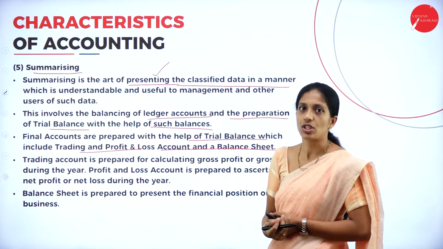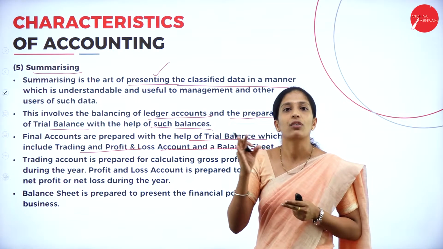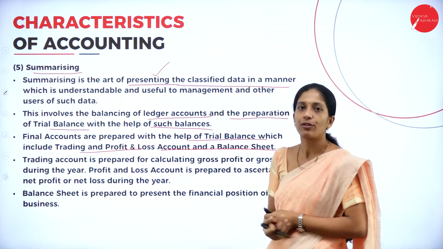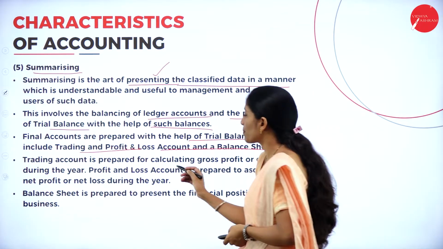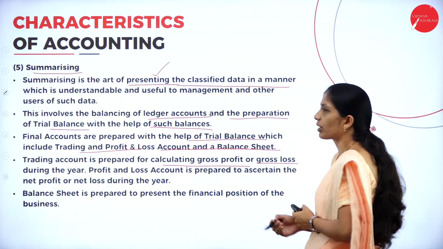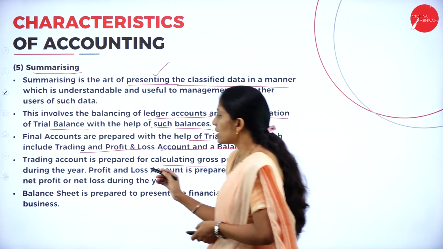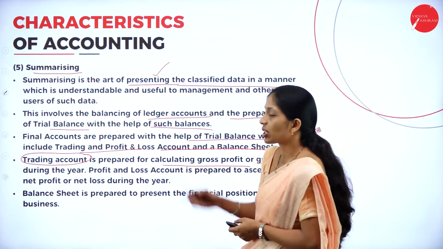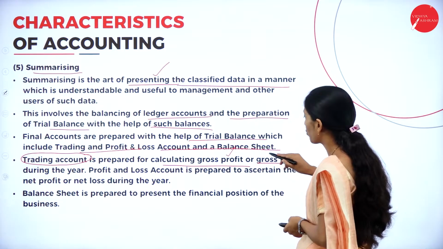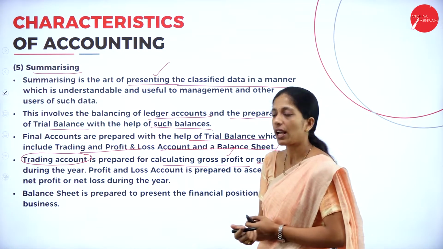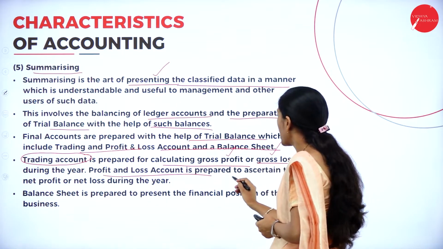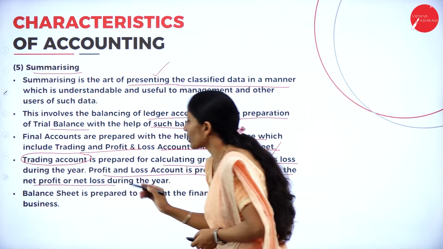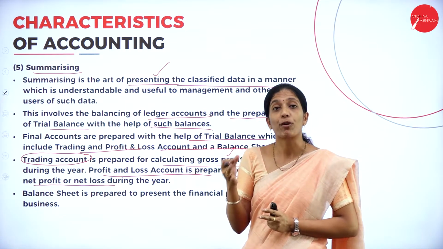The accounts are prepared with the help of the trial balance, which include the trading and profit and loss account and balance sheet. So by using the trial balance, we are going to prepare the trading account and profit and loss account and then the balance sheet at the end of the financial year. The trading account is prepared for calculating the gross profit or gross loss. That is in the final accounts of a sole trading concern, where we prepare this trading account and come to know the gross profit or gross loss of the business. The profit and loss account is prepared to ascertain the net profit or net loss during the year.